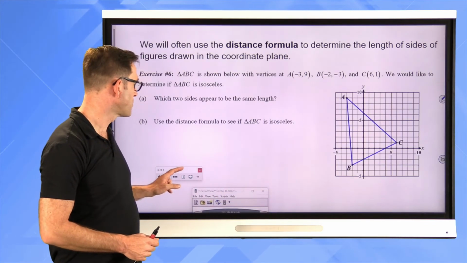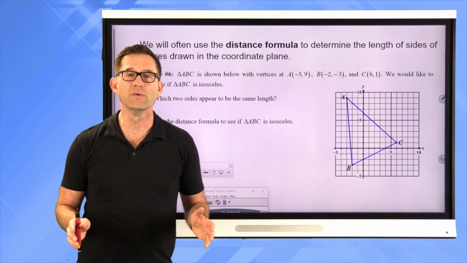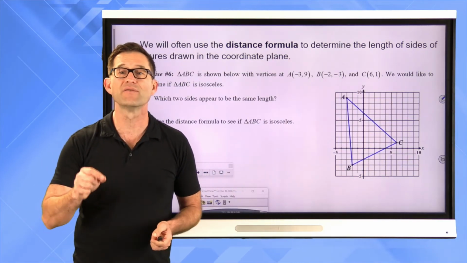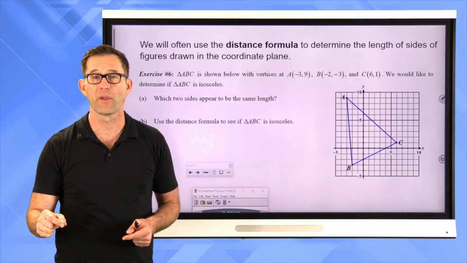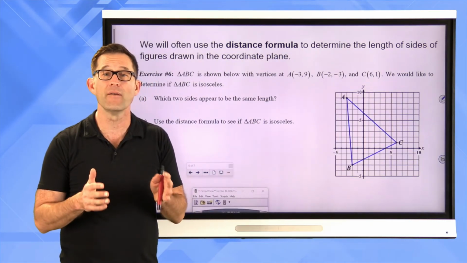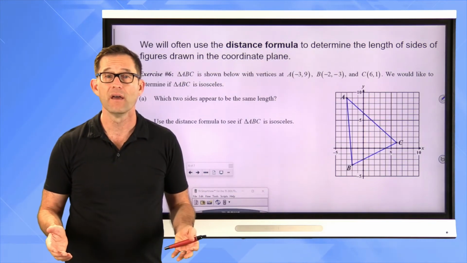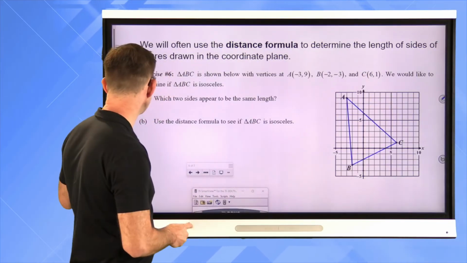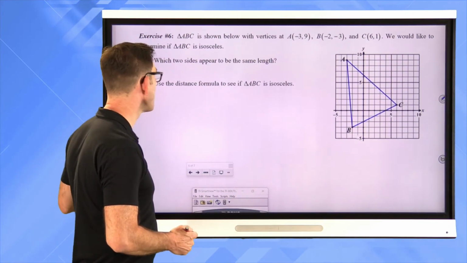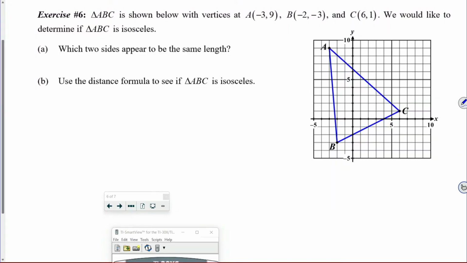Let's take a look at one last problem. All right. Now we will often use the distance formula to determine the length of sides of figures drawn in the coordinate plane. That will be our main use of this particular formula, to simply figure out how long a given side of a figure in the coordinate plane is. Now let's take a look at exercise number 6. Triangle ABC is shown below with vertices at A, negative 3, 9, B, negative 2, negative 3, and C, 6, 1. We would like to determine if triangle ABC is isosceles.